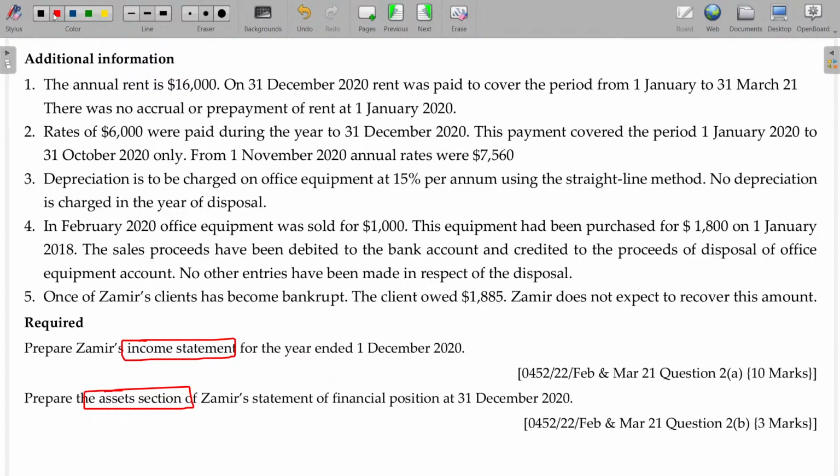First, to finish up the adjustments. The annual rent is 16,000. On December 2020, rent was paid to cover the period from 1st January to 31st March 21. See, we have to close the books of account on 31st December, but we paid in addition to the required rent for the period meant for January to 31st March, 3 months. 16,000 is for the full year's rent, but for the 3 months, you have to calculate 3 by 12. This will be now considered as advance rent.